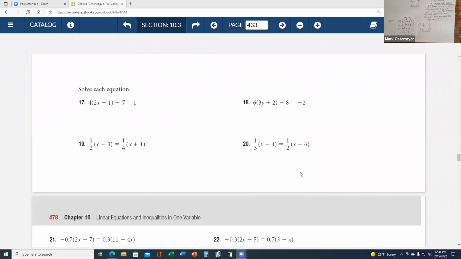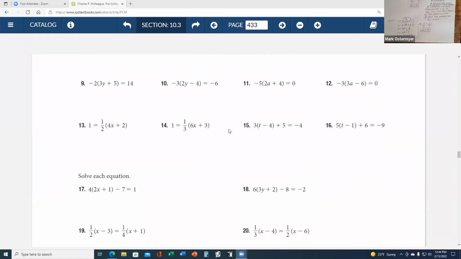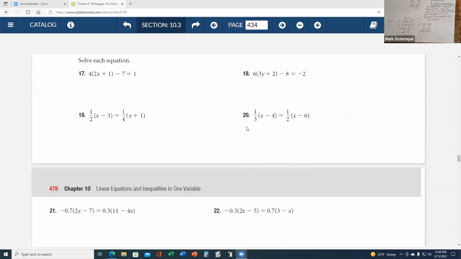Now, the equation we just solved had only one fraction in it. And by distributing the 1/3 inside the parentheses, the fraction disappeared anyway. But ladies and gentlemen, if you look at a problem like number 20, we have fractions everywhere. And something tells me that when we distribute the 1/3 and the 1/2 inside the parentheses, we're not going to get rid of all the fractions. This is a case where we would probably want to eliminate our fractions first.